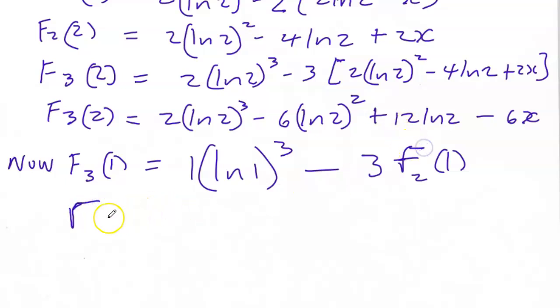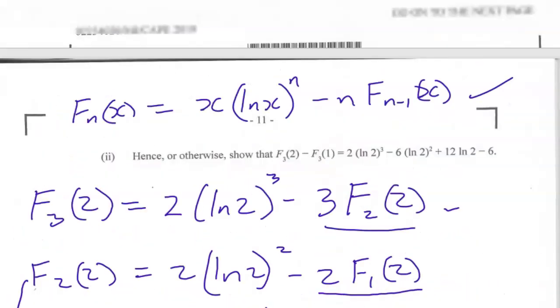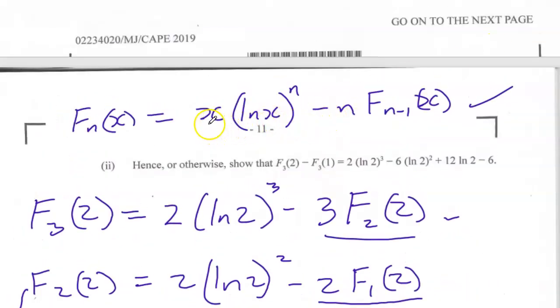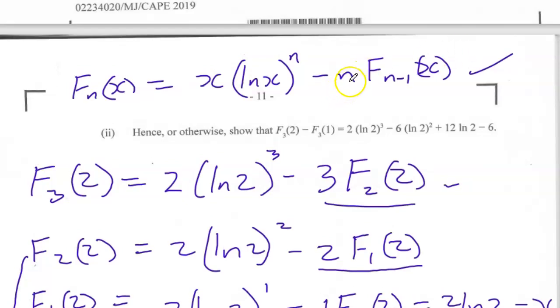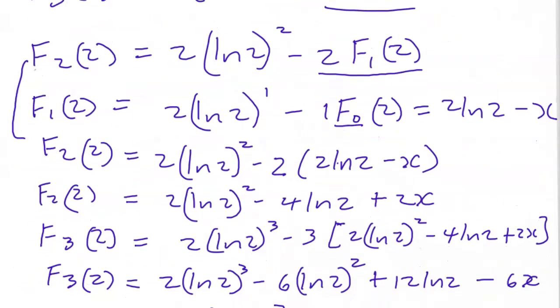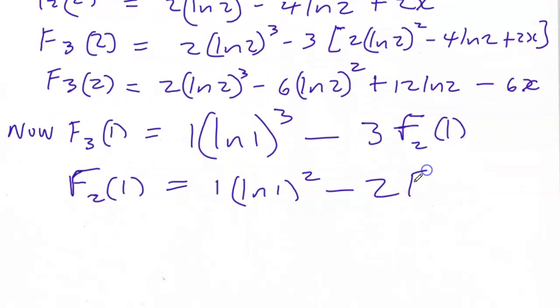So common f, right? So f subscript 2 1. So we're replacing the n now with 2 and the x with 1. So it's 1 log 1 squared minus 2 f11. So 2 f11. And of course now we need to find f11.